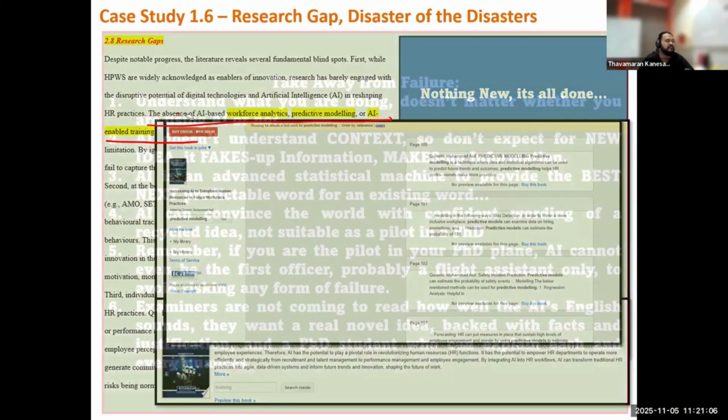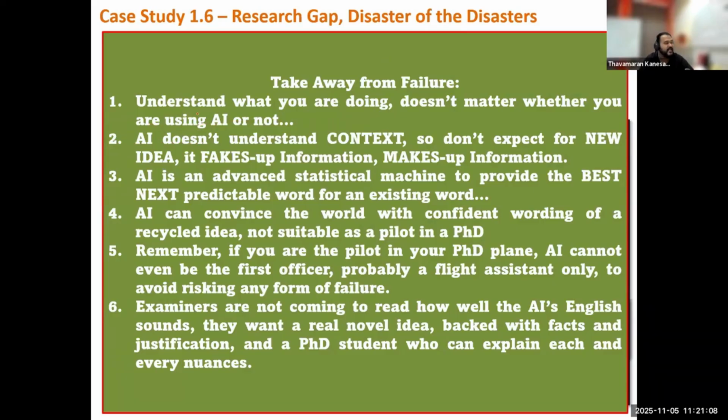So, the takeaway from failure: understand what you're doing. It doesn't matter whether you're using AI or not. I'm not blaming AI. I'm blaming the students. I'm blaming the trainers who teach the students. I'm blaming the supervisors who don't understand AI very well and just push their students to use AI. Yes, I've seen many like that.